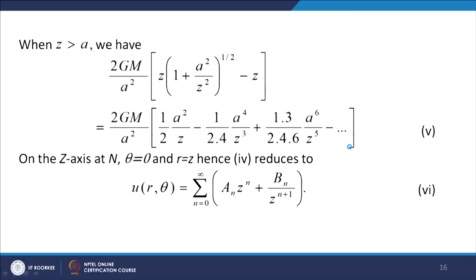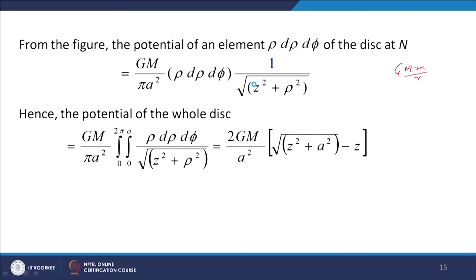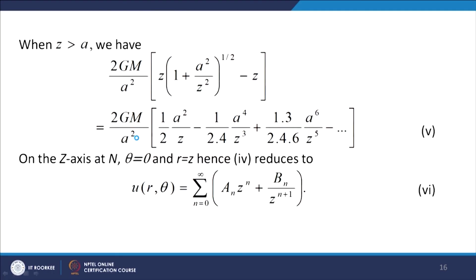Now, when z is greater than a, we have 2 GM over a square, z into (1 plus a square by z square) to the power half, minus z. Here we are integrating with respect to rho.